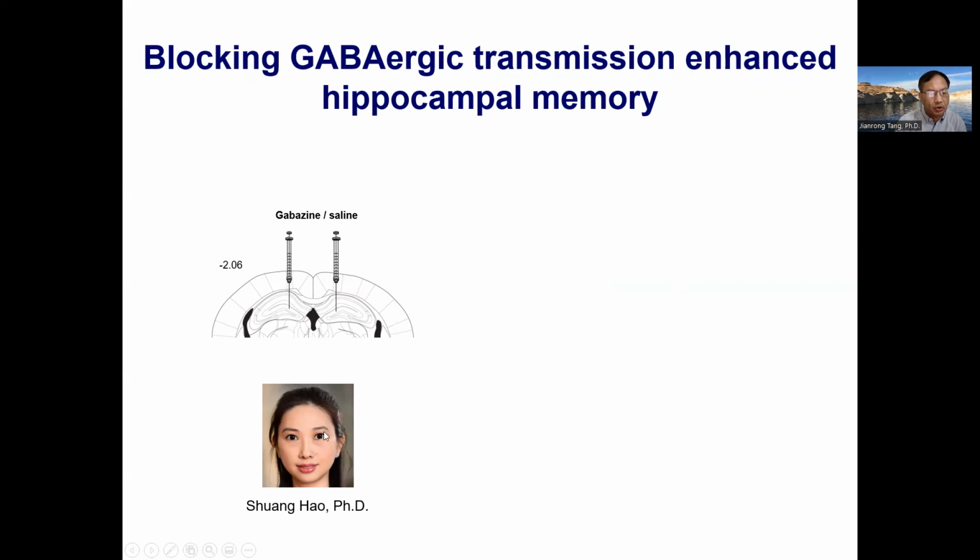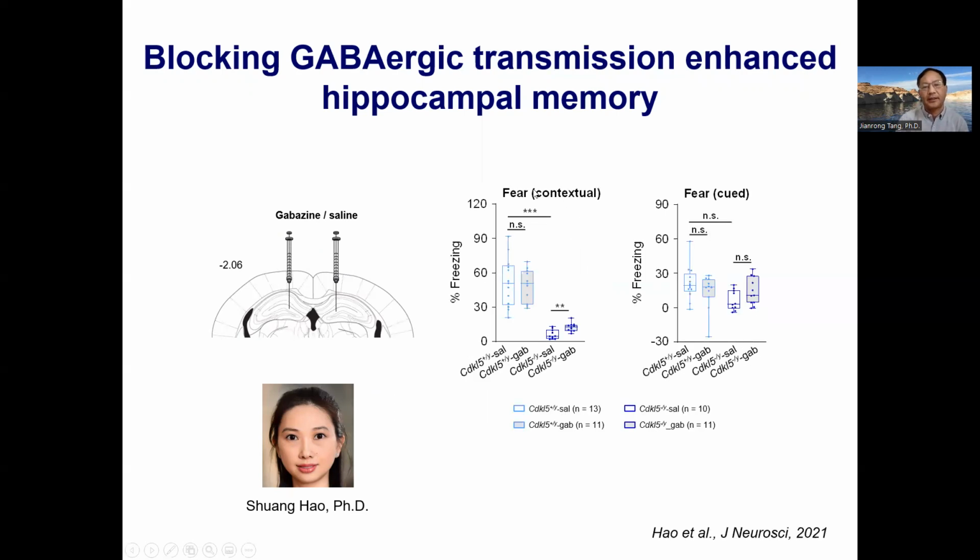So what Song found is that the fear memory in the hippocampus-dependent version in wild-type mice, compared to saline injected, shows little change because the injected gabazine dose is very low. But the same dose of gabazine could enhance the fear memory in mutant mice compared to the saline injected group. Of course, there is little change in the hippocampus-independent acute fear memory. So this piece of data shows that blocking GABAergic transmission enhanced the hippocampus-dependent memory.